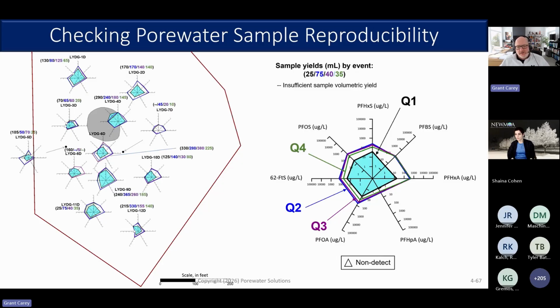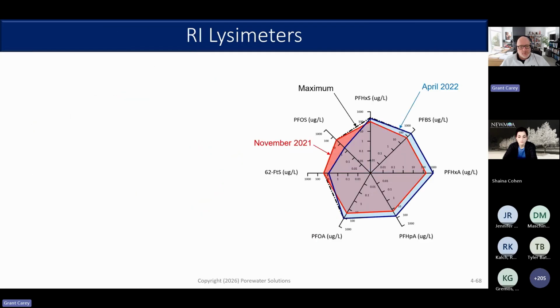We did a fair bit of work looking in the paper at sample yields. Is there a threshold cutoff where if you're below it, you don't have enough sample yield to get a representative pore water sample? We found representative results as long as the sample yield was 10 milliliters or more. 5 or less, well, 5 milliliters wasn't enough. That clearly had unrepresentative results. But everything at 10 or higher seemed to work pretty well.